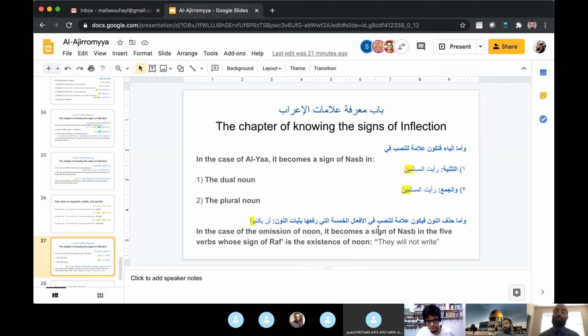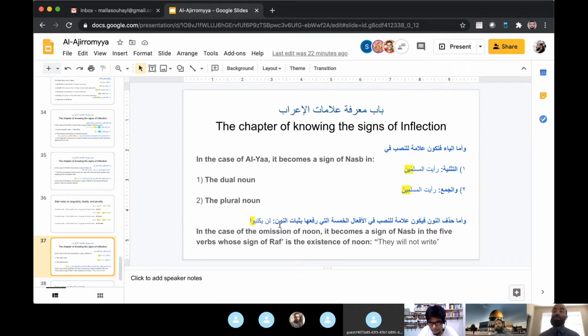وأما حذف النون فيكون علامة للنصب في الأفعال الخمسة التي رفعها بثبات النون. The omission of the noon becomes a sign of nasab in the 5 verbs for which the existence of the noon is the sign of rafa. Remember we mentioned that in the 5 verbs, if you see the noon, that noon indicates al-rafa.